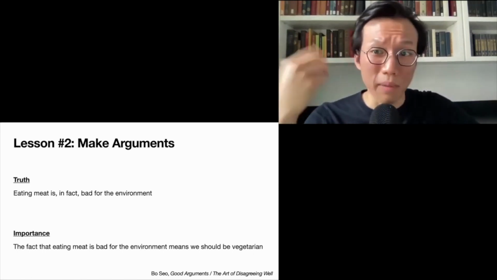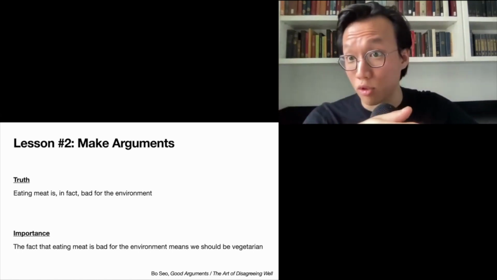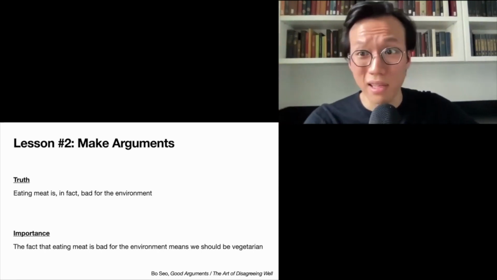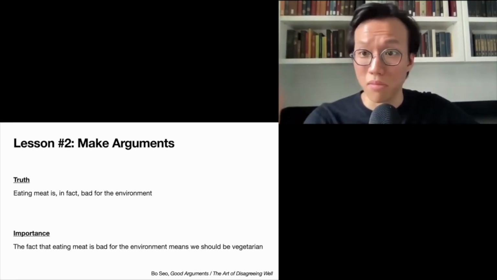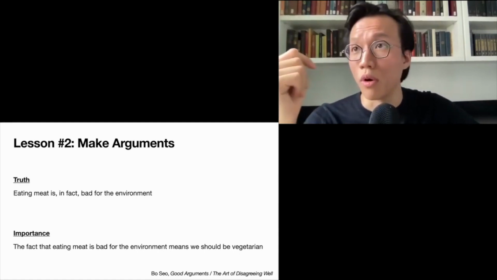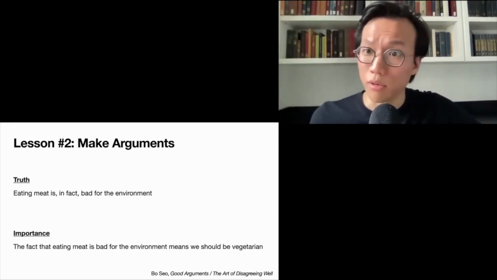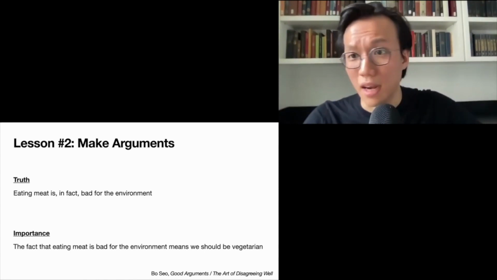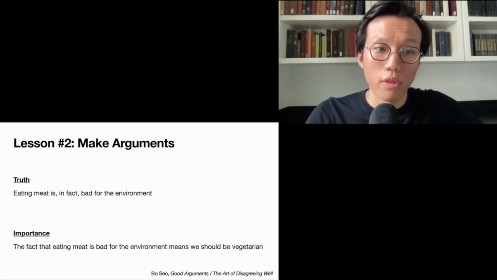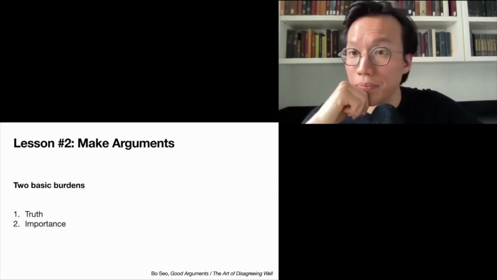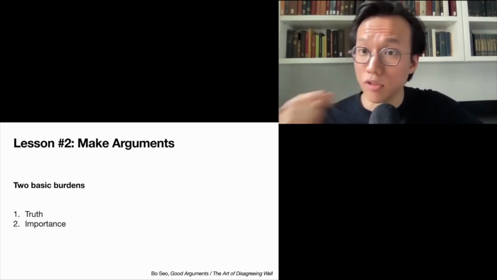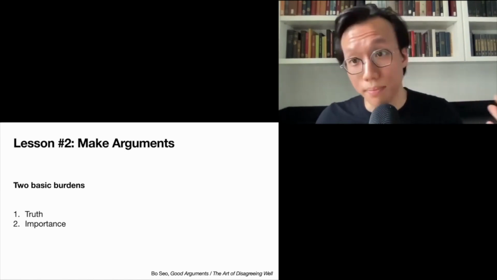So why does the main claim being true mean that we have to reach the conclusion that you've reached, as opposed to saying, yeah, it is bad for the environment, but it would be too expensive for me, as Freeman says, to make the adjustment, or it would be bad for my health because I don't think I would get enough iron or whatever the other arguments might be. So this is what we call in debating the two basic burdens of any argument, and that is to show that it is true and that it's important.